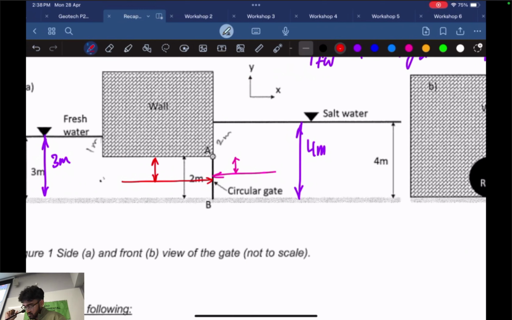$1.125. Is it? Yeah, it's 1.125. Because we also know that this distance is 1 meter as well. Alright? This distance is going to be 2 meters. So to find this one, 3.0833 minus 2, which is 1.0833.